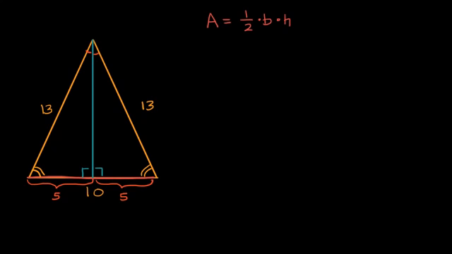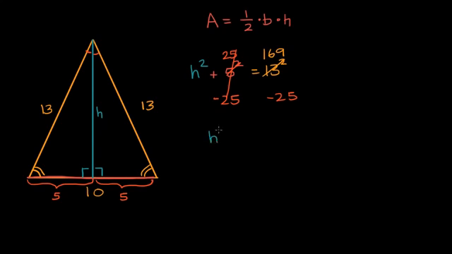All right, now we can use the Pythagorean theorem to figure out the length of this blue side, or the height. If we call this h, the Pythagorean theorem tells us that h squared plus 5 squared is going to be equal to 13 squared, our longest side, our hypotenuse squared. And so let's see, 5 squared is 25. 13 squared is 169. We can subtract 25 from both sides to isolate the h squared. So let's do that.